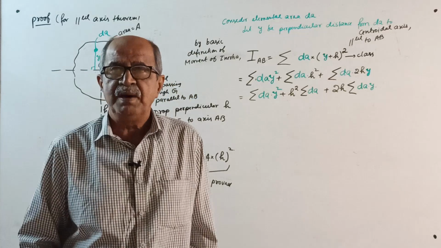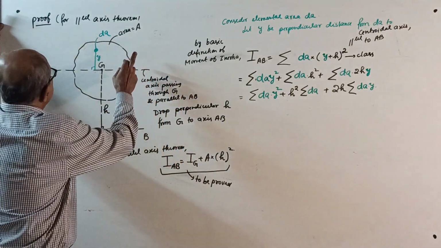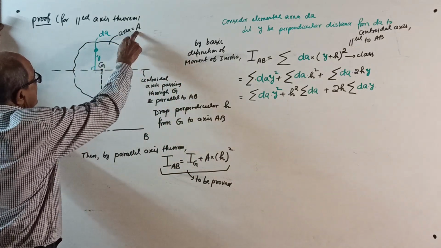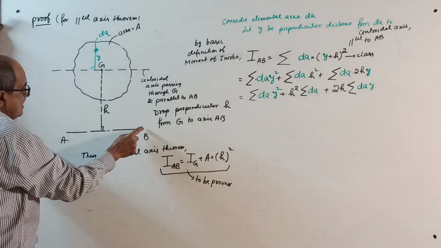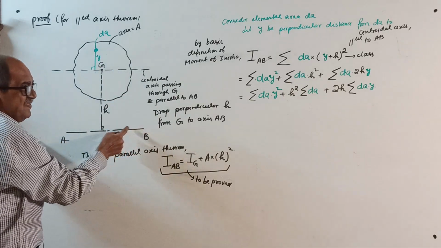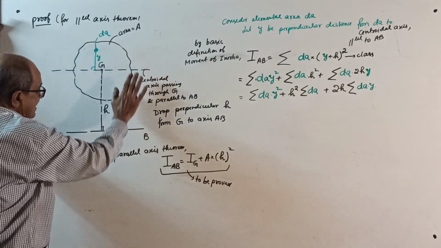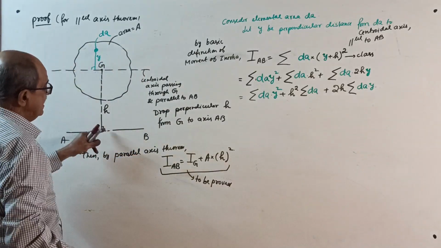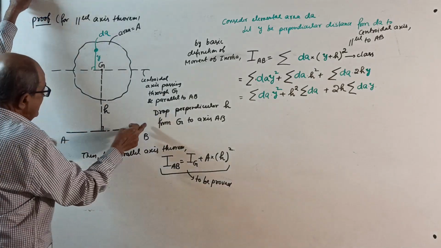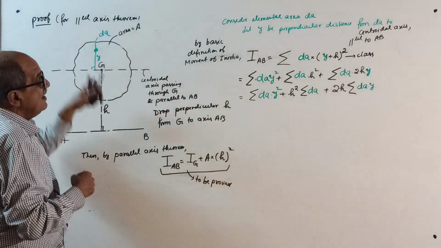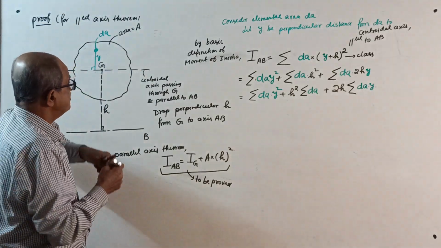Now, the proof for the parallel axis theorem. See, some statements you have to write. I will dictate. Consider an area A. Let G be the centroid. Then consider any axis AB lying in the plane of the area about which moment of inertia is required. AB is the axis about which moment of inertia is required using the parallel axis theorem.